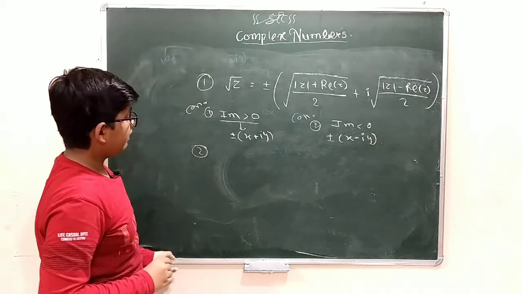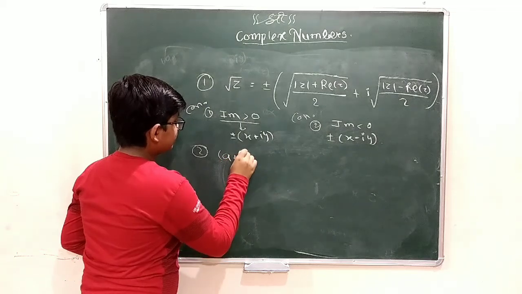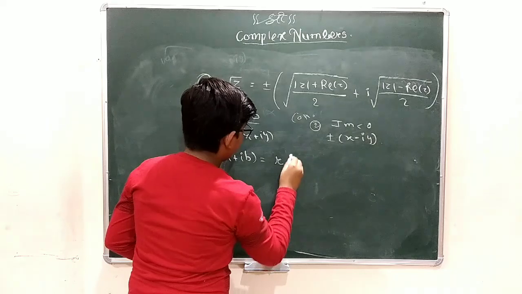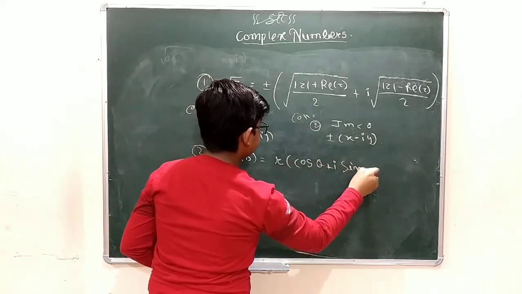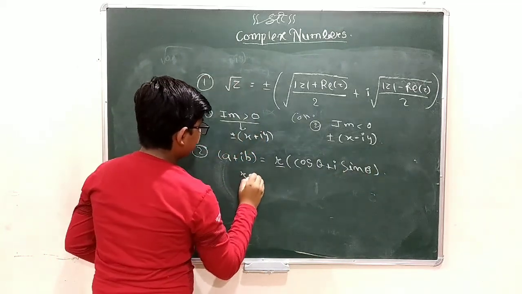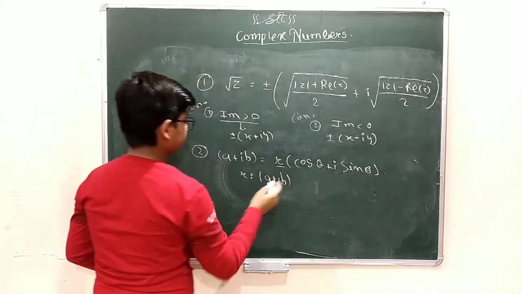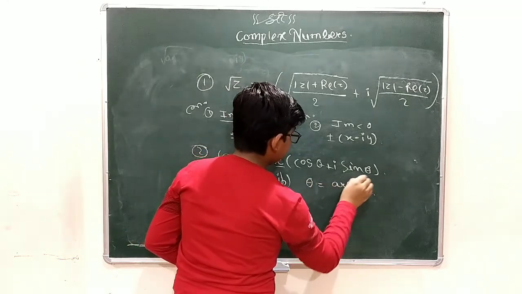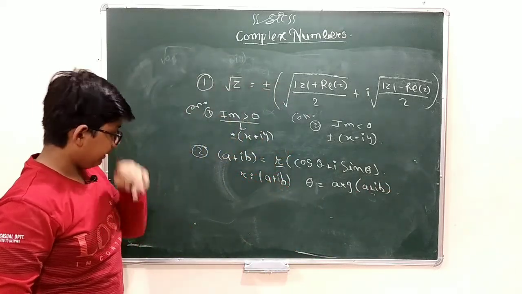Next, we have learned about the polar form of a complex number. Any complex number a + ib can be expressed as r into (cos theta + i sin theta), also known as trigonometric form, where r is mod of a + ib, which is mod of z, and theta is the argument of a + ib.